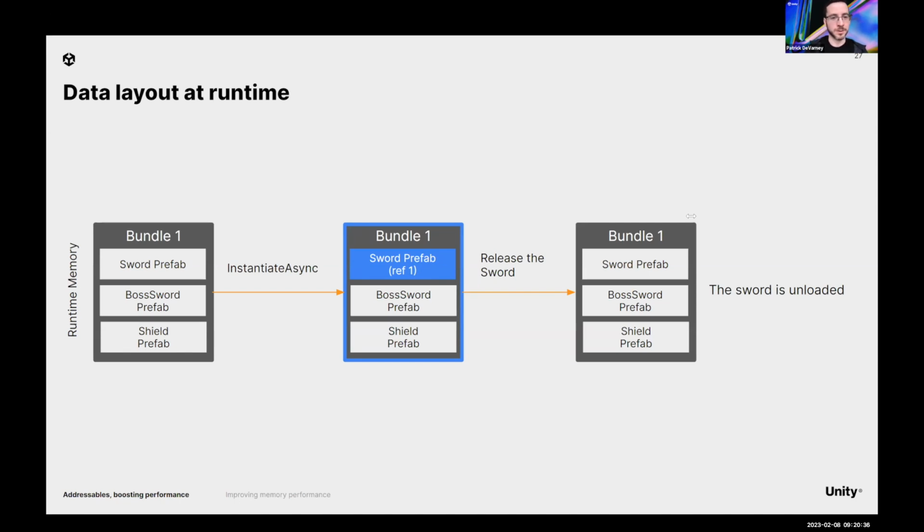We then don't need the sword anymore. Maybe the player dropped it and it despawned. We destroyed it. So we'll release the sword. The reference count for the sword goes back down to 0. And on the far right, we can see the sword and the bundle are now unloaded, which is awesome. That's what we wanted.